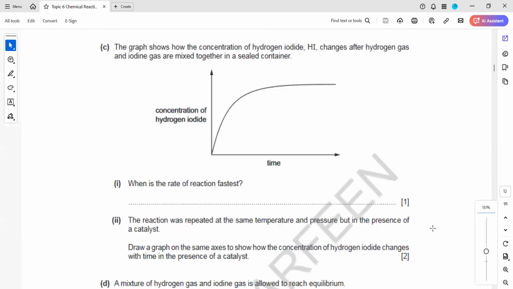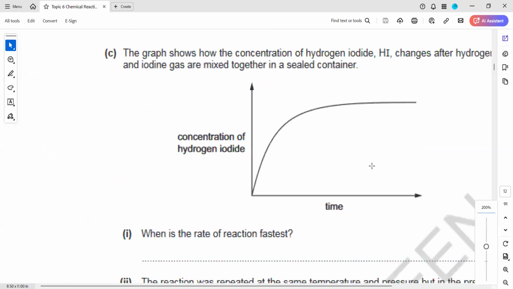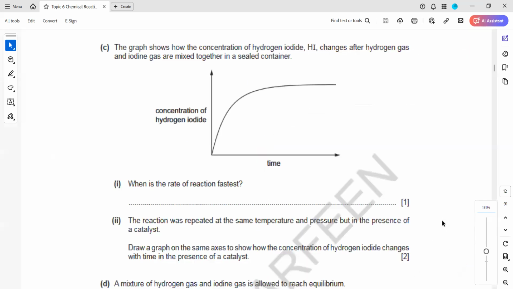Next, the graph shows how the concentration of hydrogen iodide changes after hydrogen gas and iodine gas are mixed together. So the concentration of hydrogen iodide first was increasing and then it became constant. When is the rate of reaction fastest? At the start, the beginning. And how do we identify? Because it is much steeper, the maximum gradient is at the beginning. So at the start, the rate of reaction is fastest.